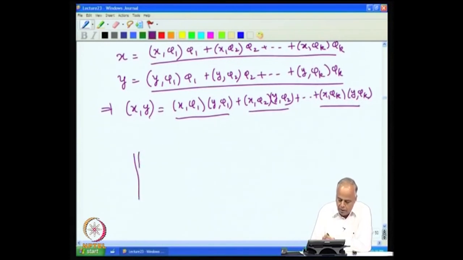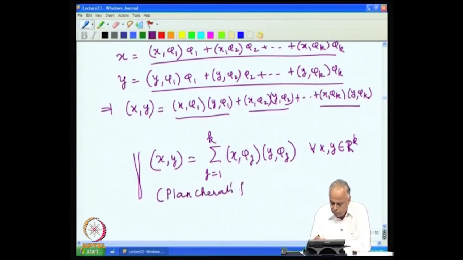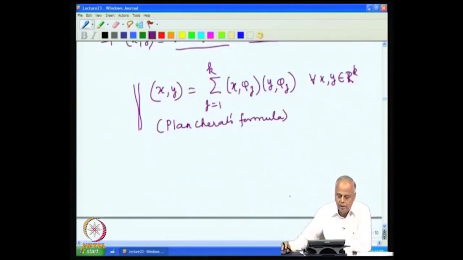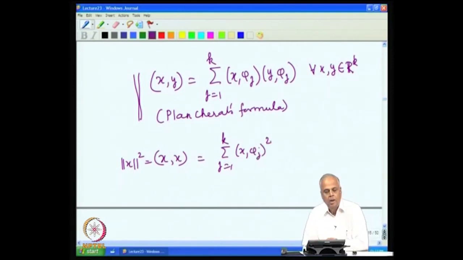So, therefore, the next important property is thus: the inner product of x and y is equal to the summation j equal to 1 to k of the dot product of x with phi j times the dot product of y with phi j, for every x, y in R^k. This is referred to as Plancherel's formula. Once again, if we put y equal to x in the above, we get the inner product of x with x, which is the length of x squared, is the sum of j equal to 1 to k of the dot product of x with phi j, the whole squared. Now, again this boils down to saying whatever ordered orthonormal basis you choose, the length squared is always the sum of the corresponding Fourier coefficients squared.